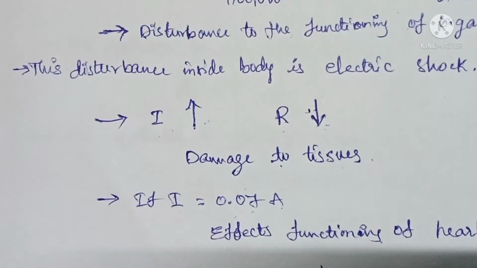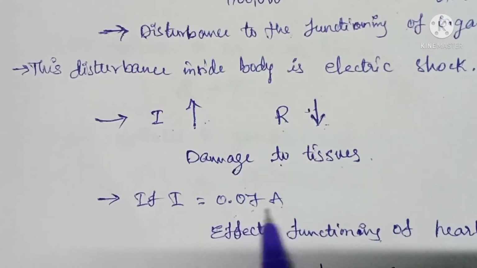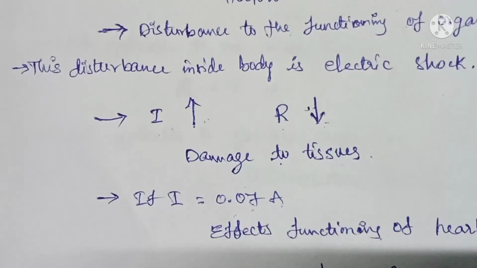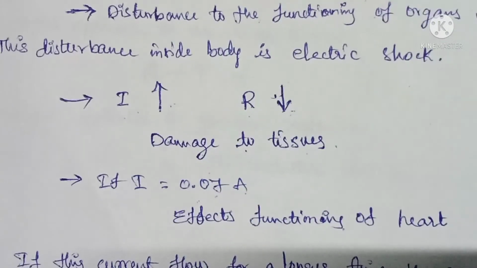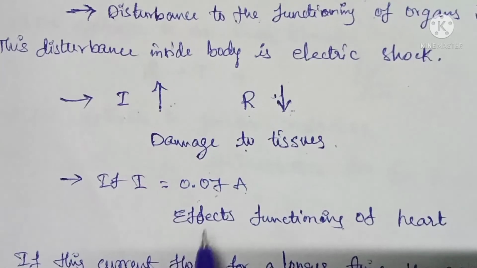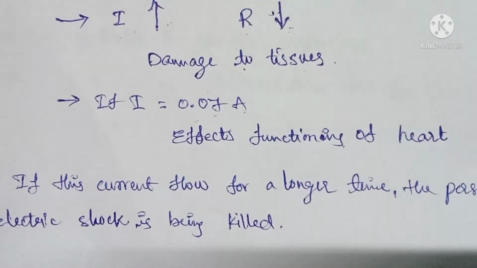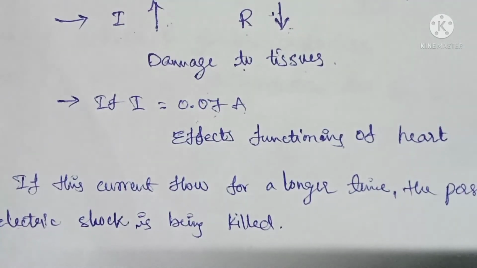If that current flows further and reaches 0.07 amperes, it affects the functioning of the heart. 0.07 amperes of current will affect the functioning of the heart. If that amount of current flows for a longer time, the person in electric shock can be killed. So here we are experiencing electric shock.